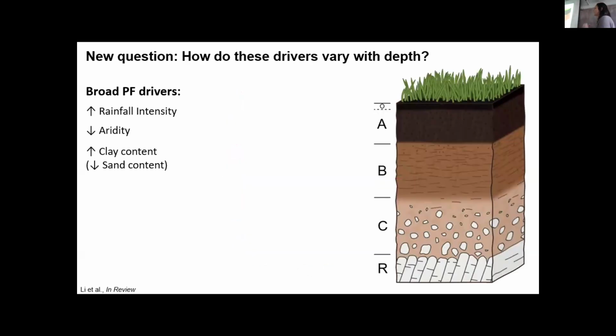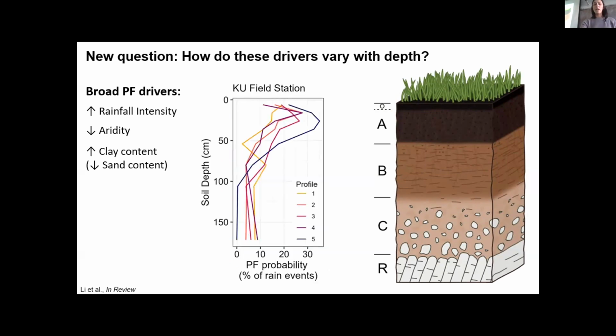So we're now interested in digging deeper, no pun intended, at how depth changes which of these drivers are important for preferential flow, because we know that soil conditions change really drastically in some places when you move deeper into the soil. This is data from the KU field station NEON site. Preferential flow probability is on the x-axis, and the multiple profiles are being shown. You can see that as you move deeper into the soil profile, the probability of preferential flow and the variability between profiles changes. So we're interested in delving more into that question of depth.